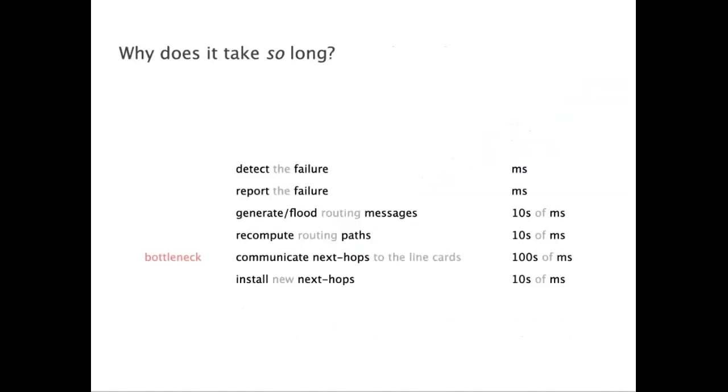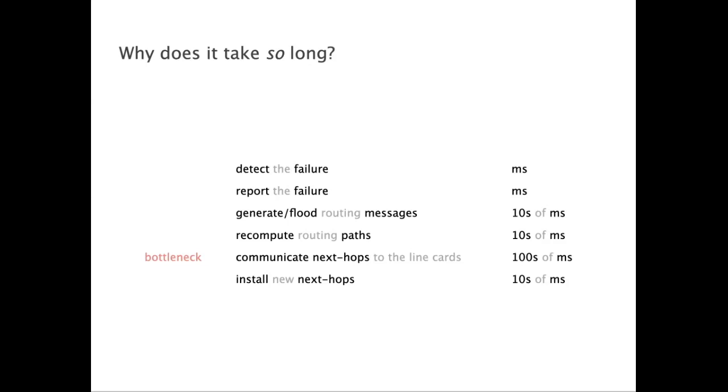So why does it take so long? Well, if you think about convergence, we have to decompose the convergence event into its different pieces. If you think about a failure, the first thing you need to do before you can converge is to detect that there is a failure in the first place. That takes a little bit of time. You need to detect the failure, then a router needs to report that there is a failure so that the other routers around it can start diverting the traffic.